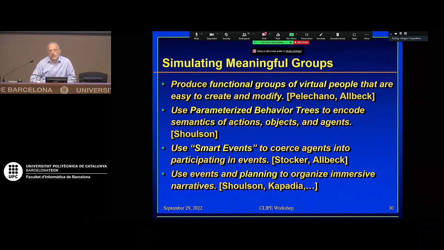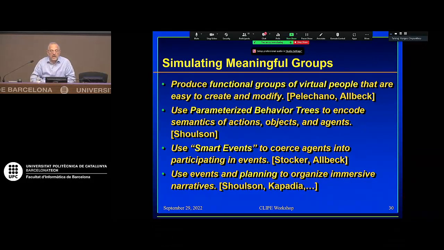So how are you going to create a community or a meaningful group? There's a lot of history in my group, and Nuria's been part of that. She really got us started in this area in ways that are really fundamental. But we didn't just want to create crowds of pedestrians, we wanted to create functional groups that were easy to create and modify, and that had some reason for existence. Now, in the case of work with Nuria, very often the reason for existence was to get out of a building. And that's okay. That's a very important reason. And some of my colleagues since then have still worked in that area.